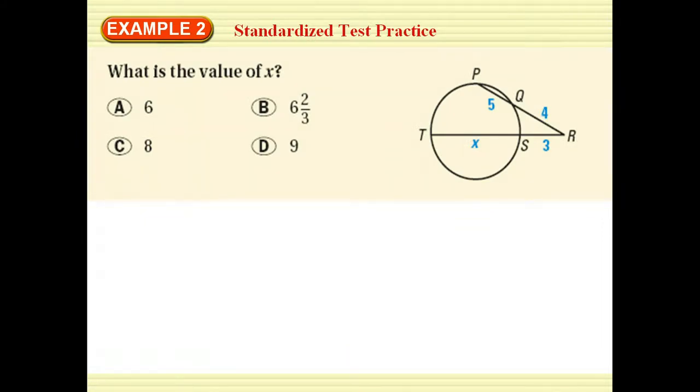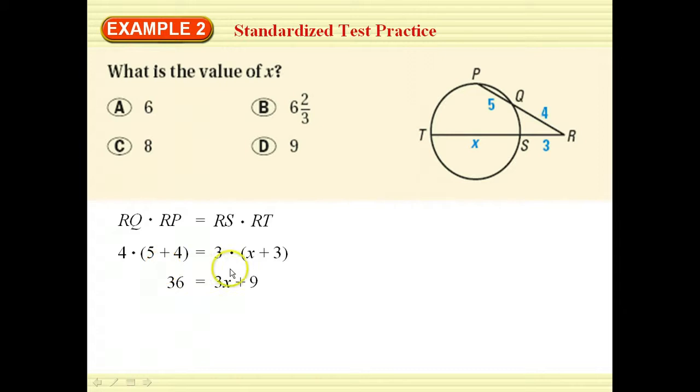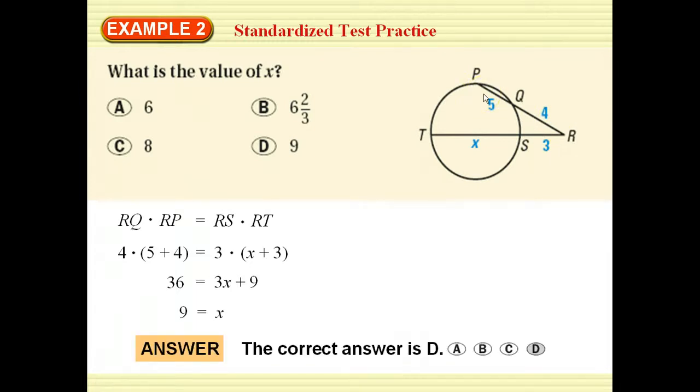So to get this one, what is the value of x? Well, I need the external part 3 times the whole, which is 3 plus x, and I need the external part 4 times the entire part, which is 5 plus 4, or 9. So I have 4 times 9 is equal to 3 times x plus 3. So 36 is 3x plus 9. So x is equal to 9 when I solve that problem. So remember what we have to do, the external times the entire segment. Correct answer in this case is D.